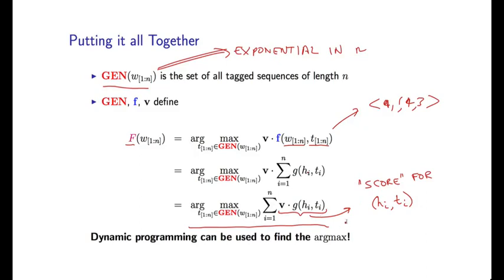Once we've gotten to that point, it shouldn't surprise you that dynamic programming can be used to find the argmax. In fact, it's a very simple task to modify the Viterbi algorithm, which we originally saw for HMMs, and then we saw for log linear models. It's very easy to modify this to finding the highest scoring tag sequence under these scores.